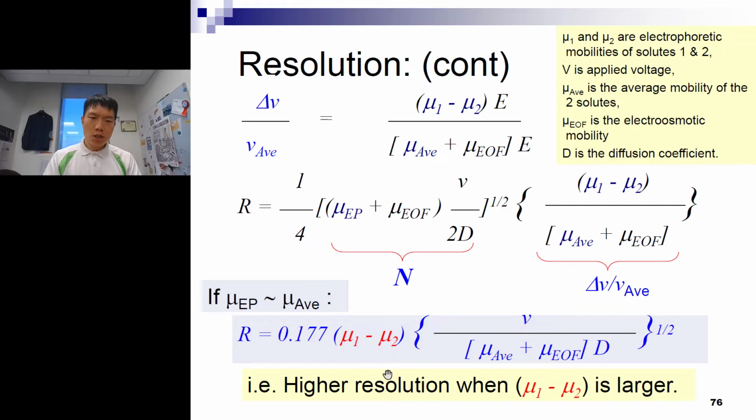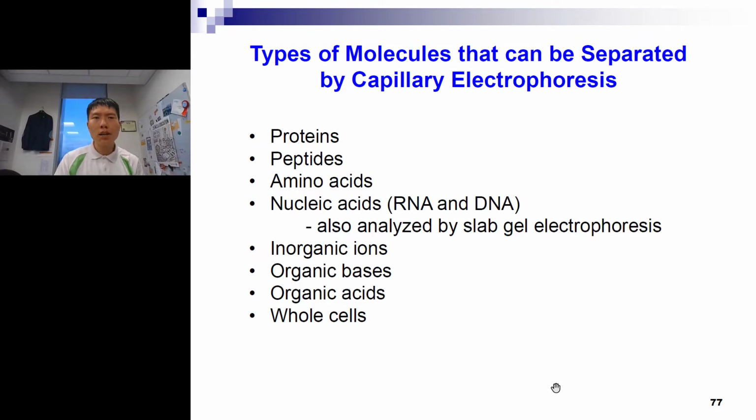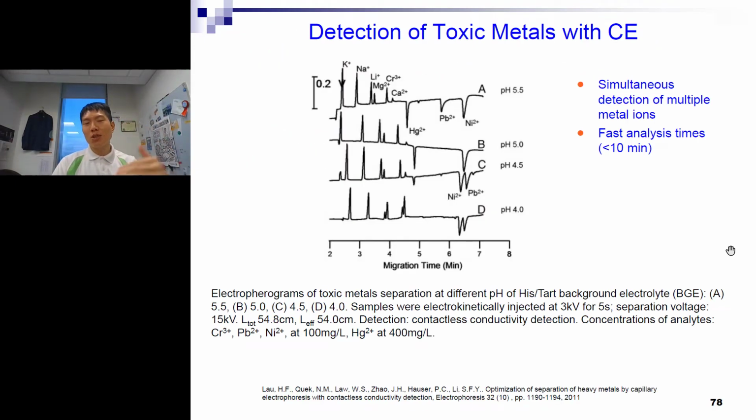So in conclusion, we can achieve a higher resolution when the difference in the signal's mobility is greater. Same thing when you have a larger difference in the migration time between adjacent signals, you have a higher resolution. So what are different types of molecules that CE can separate? Proteins, amino acids, peptides, nucleic acids, inorganic ions, organic bases, acids, and whole cells. A multitude of analytes. So that's why CE is very, very powerful. And that's why you have different systems, as we discussed in the first lecture.